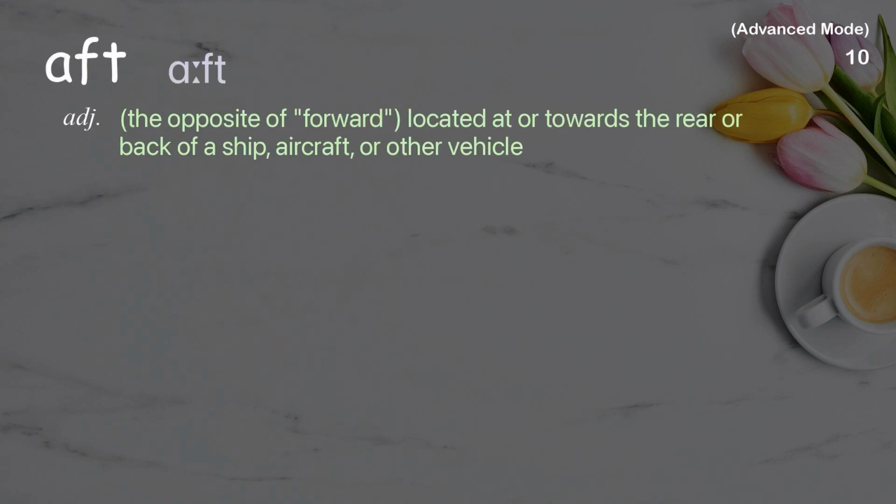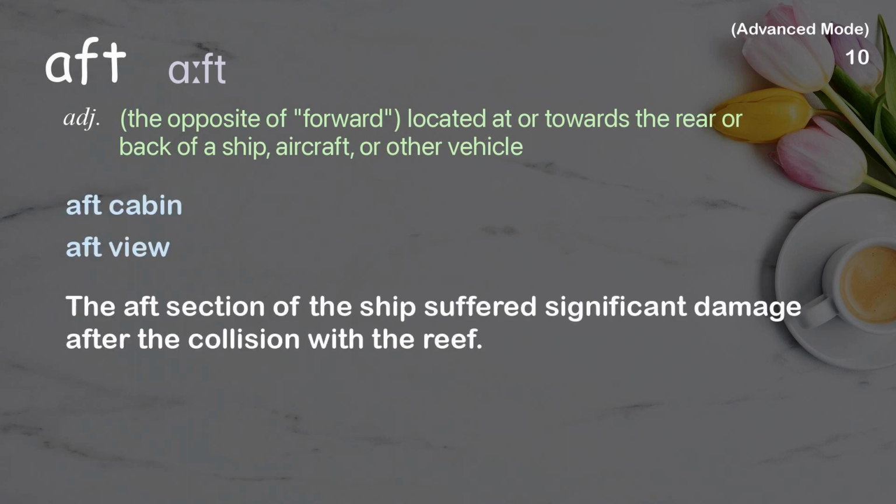Aft. The opposite of forward, located at or towards the rear or back of a ship, aircraft, or other vehicle. Examples: Aft cabin, aft view. The aft section of the ship suffered significant damage after the collision with the reef.